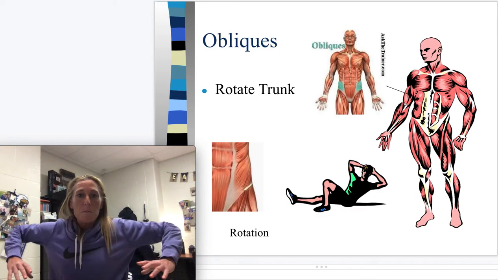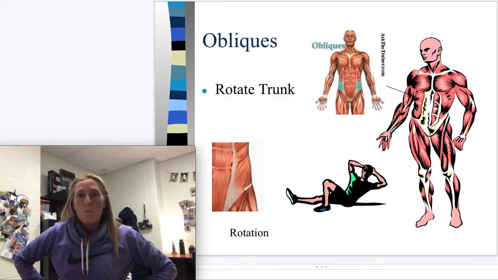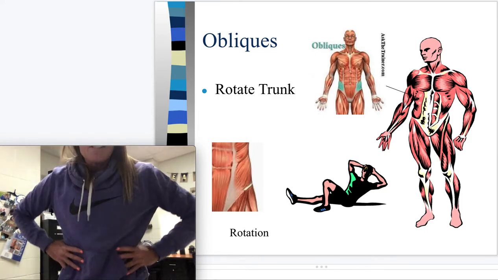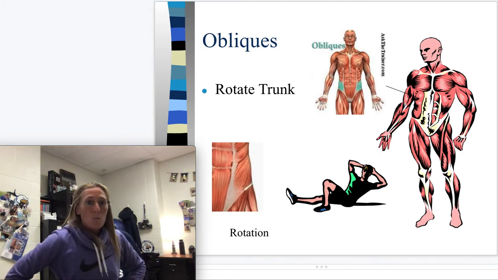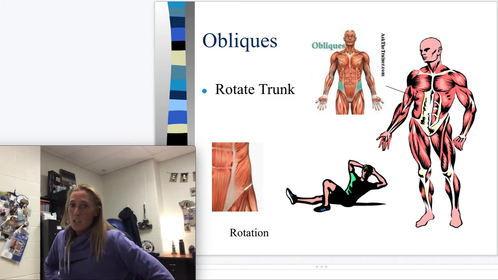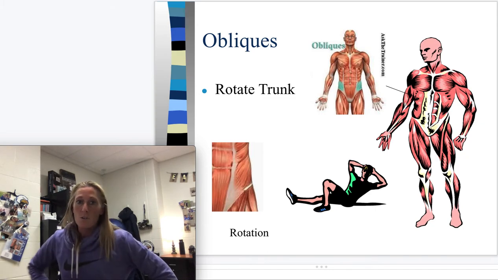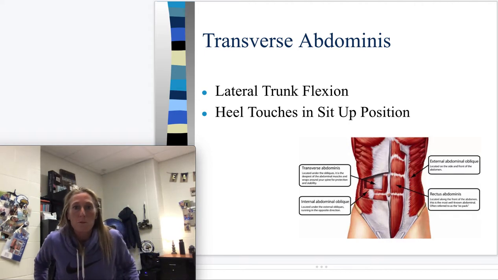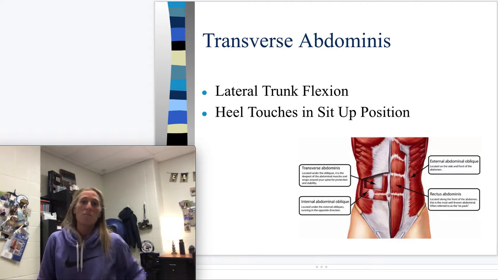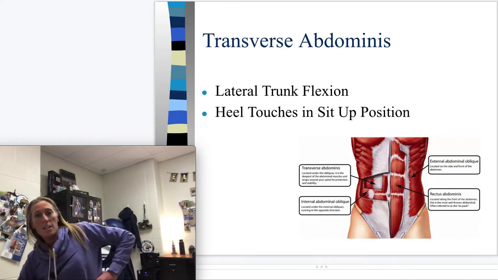Obliques. I remember this by putting my hands on my sides and going, oh boy, your obliques are on the sides of your abdomen right here. Oh boy, obliques. Your obliques allow for rotation of your trunk. Trunk rotation. Your transverse abdominals, this allows for lateral flexion, so bending to the side.